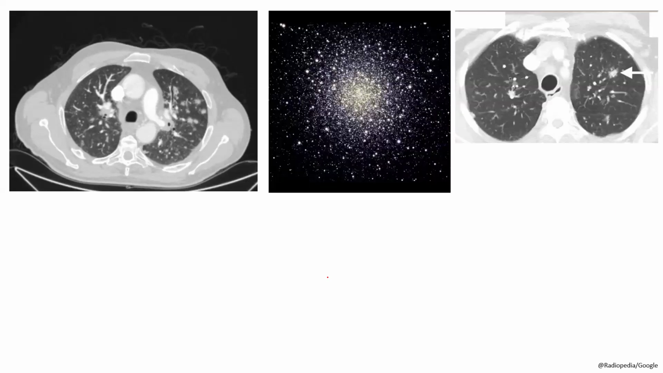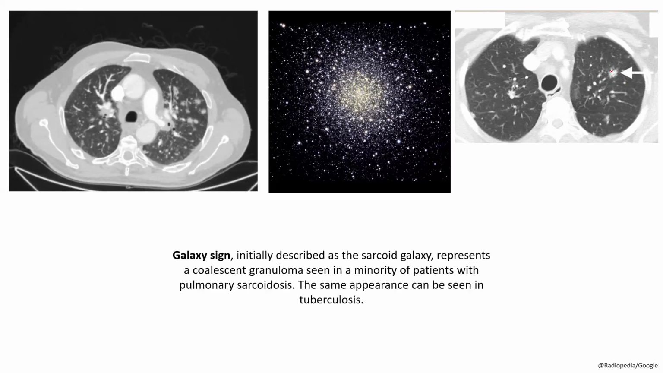What is this sign called? This is galaxy sign, and galaxy sign is basically multiple nodules seen in the lung window in the chest CT, and multiple micronodules aggregate at one place to form a patch of consolidation surrounded by multiple other micronodules. So this is galaxy sign, which can be seen in sarcoidosis or in tuberculosis.